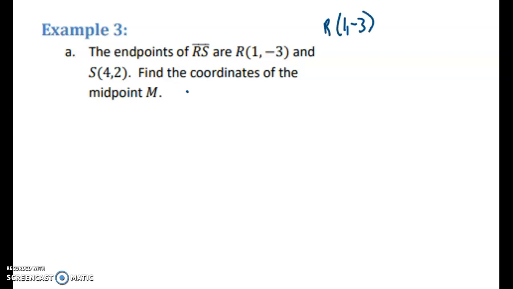Since they're endpoints, you're going to label one x1, y1, and the other one x2, y2. It doesn't really matter which one you label as 1 and which one you label as 2. You just choose and commit to it. So now it wants us to find the coordinates of our midpoint. So remember, I'm just going to write down our midpoint formula here so that we can fill it in.